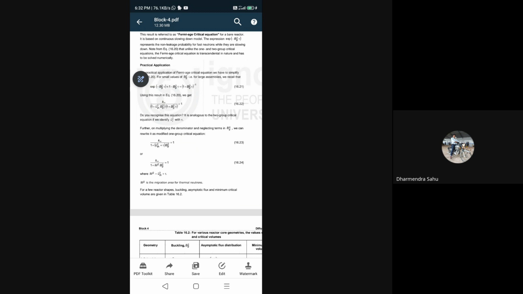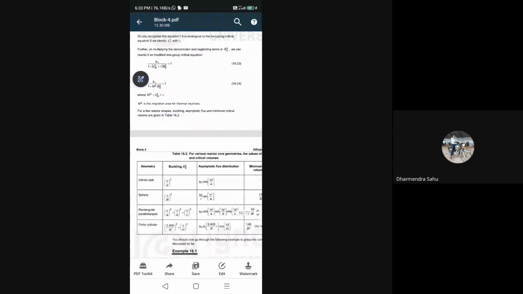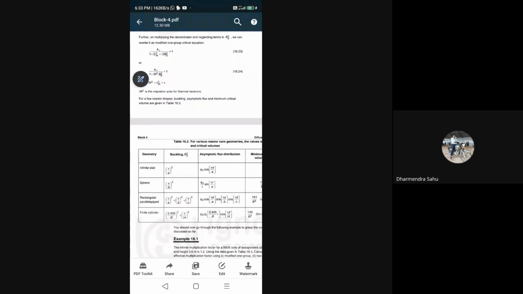So for different reactor shapes, buckling, asymptotic flux and minimum critical volume can be expressed in a tabular form. For an infinite slab, your buckling Bg square is equal to pi by a, squared. Asymptotic flux distribution is phi 0 cos pi x by a. For a spherical geometry, your buckling Bg square is equal to pi by r, squared. Asymptotic flux distribution is phi 0 by r sin pi r by a.